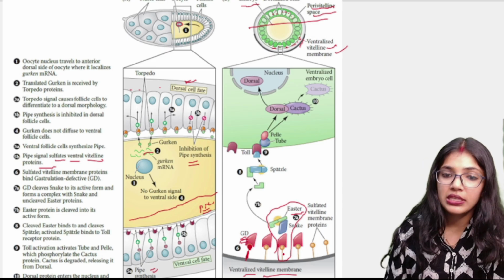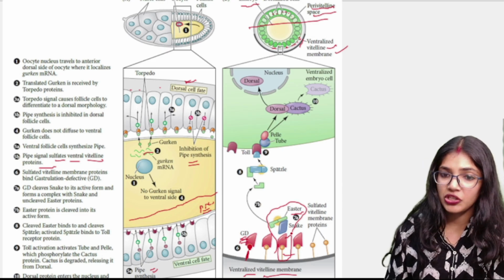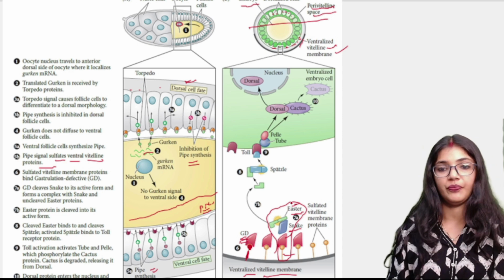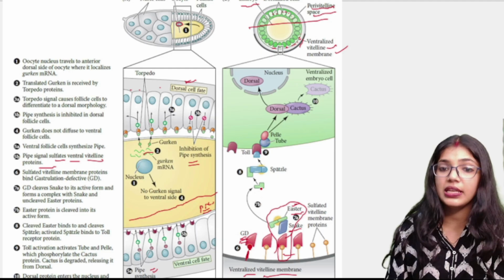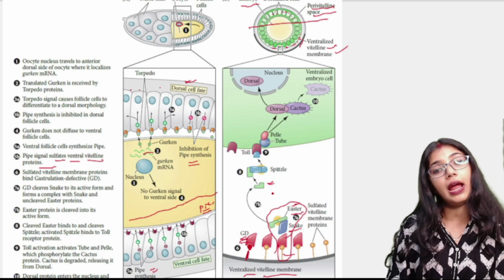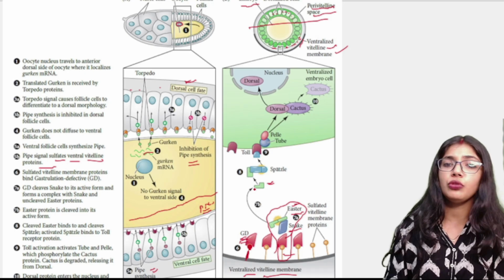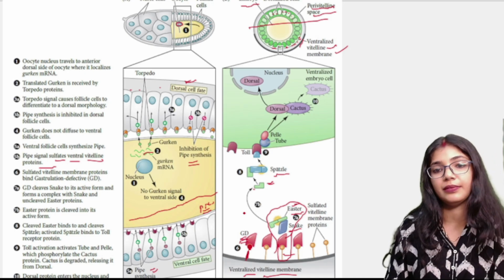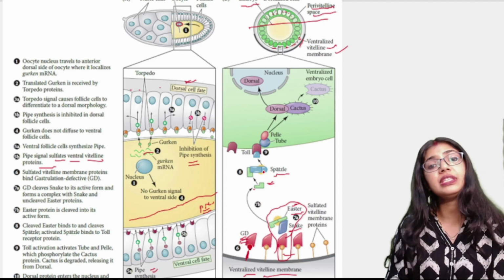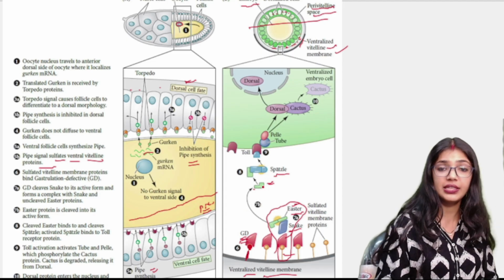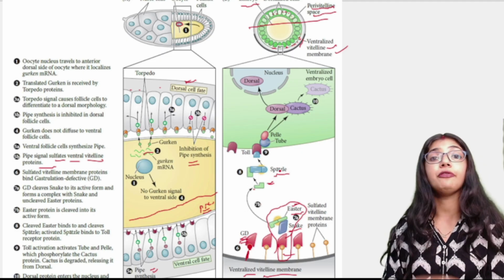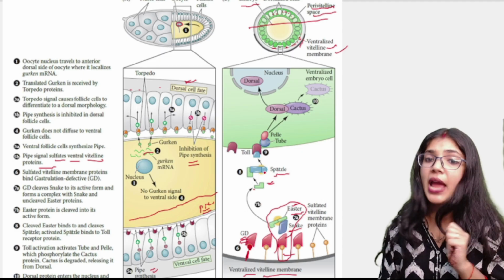Okay, this is the pipe protein which is sulfated, this is the GD protein, this is the cleaved snake, and this is the uncleaved ester which forms a complex. And after this, the ester protein is also cleaved and it is activated. Now this ester protein, when it is activated, comes and binds with the spazole, which is in the uncleaved form, and ester will help in the cleavage of the spazole protein. And when the spazole protein is cleaved, it will be activated.